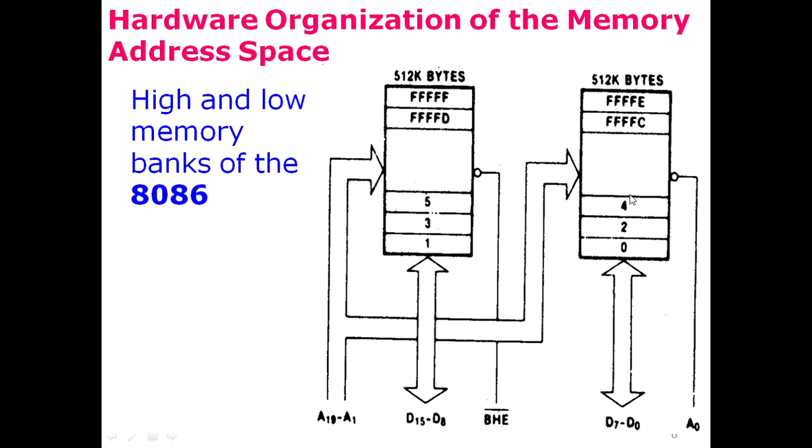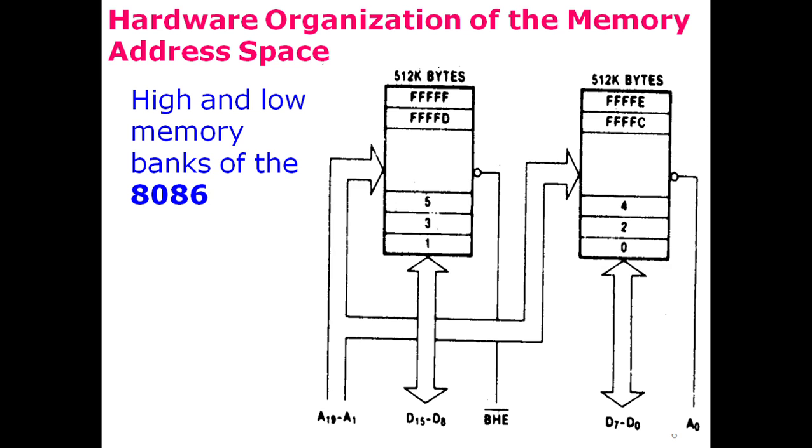So the low bank provides the lower byte of the 16-bit data, and it is connected with D0 till D7 of the data bus, while the next higher byte of the data, D8 till D15, is connected to the second bank, or the odd bank. And then there is a pin called bank high enable, which is only available in the 8086 microprocessor, and this pin is not available in the 8088 microprocessor.